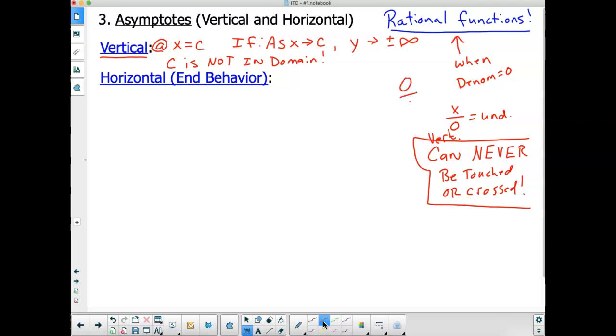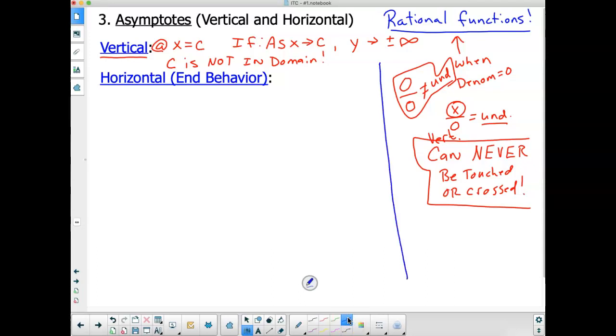One big deal, 0 over 0. Okay, 0 over 0 does not equal undefined. I just want to get that out right now. If I have a number or something over 0, it's undefined. 0 over 0 is not undefined. It's going to be called an indeterminate form of a limit when we hit our limits, but we're not to those yet.